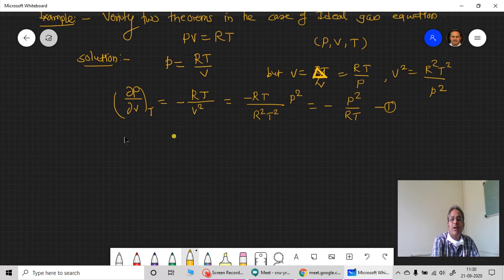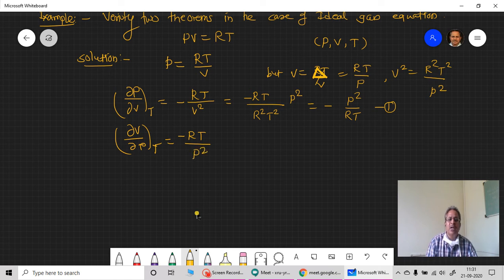Now find this V, the second one, RT upon P. I can find its derivative with respect to pressure, meaning we need to find the reciprocal. So this time I'll get the partial derivative of V with respect to P at constant temperature, and finally I have to show that this is equal to 1 upon this, whether it comes or not. Now for that we have to differentiate this relation. So here also minus RT will be as it is, and the derivative of 1 upon P is minus 1 upon P square. So the negative sign is here, and 1 upon P square is this.